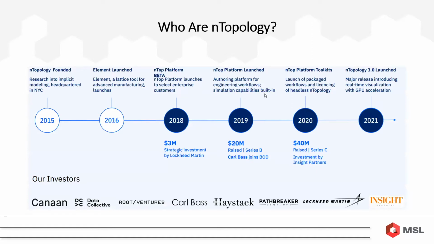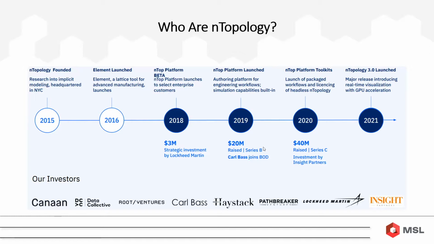So who are nTopology? The company was founded in 2015 and quickly released their first software package called Element. Element was focused on lattice generation and manipulation, and it was aimed to fill a void where traditional CAD systems fell short in working with these quite complex structures. nTopology could really excel here because the software was based on a new and very unique mathematical architecture.